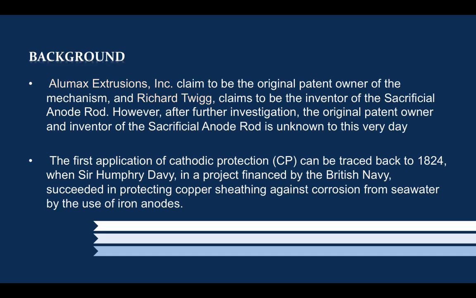Background. Alumax Extrusion Inc. claimed to be the original patent owner of the mechanism, and Richard Twigg claimed to be the inventor of the sacrificial anode rod. However, after further investigation, we see that the original patent owner and the inventor are unknown to this very day. The first application of cathodic protection can be traced back to 1824, when Sir Humphrey Davy, in a project financed by the British Navy, succeeded in protecting copper sheathing against corrosion from seawater by the use of iron rod anodes.